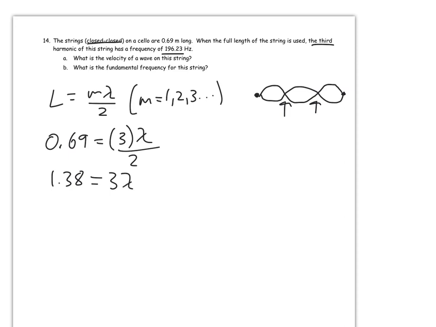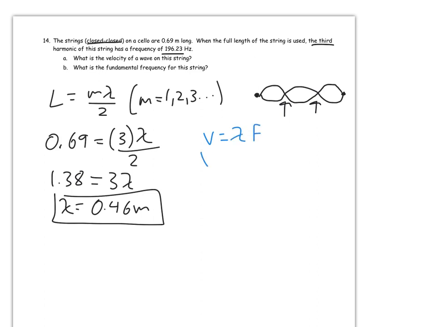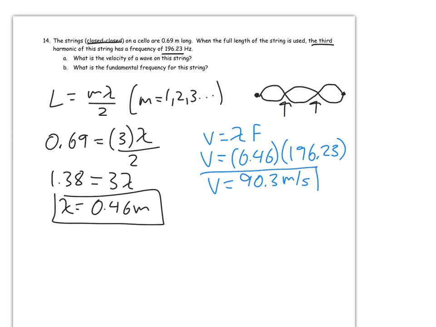When we divide by 3, we find that our wavelength in this case is going to be 0.46 meters. From there, knowing that frequency, we can find our velocity. So velocity is wavelength times frequency. It's going to end up being this 0.46 multiplied by our frequency here, 196.23, and we end up with a velocity here of 90.3 meters per second.